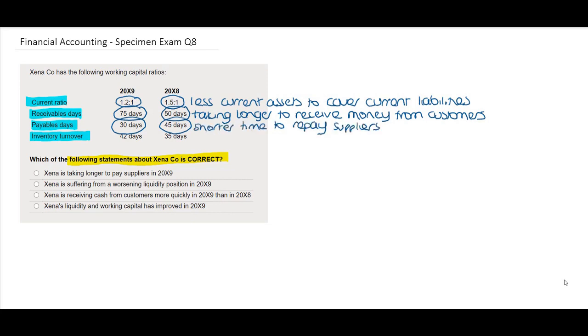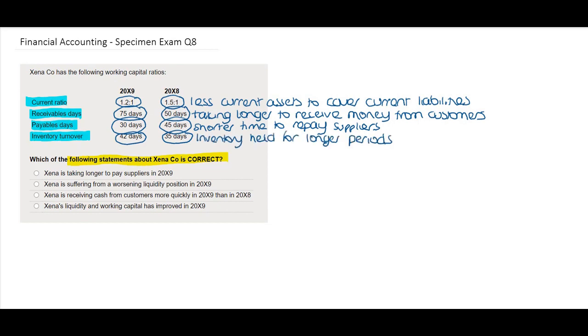And finally, the ratio inventory turnover represents the average number of days that they are holding their inventory before it's being sold. We can see that this year's result is showing 42 days compared to last year, which was 35 days. So they're holding on to their inventory for longer.